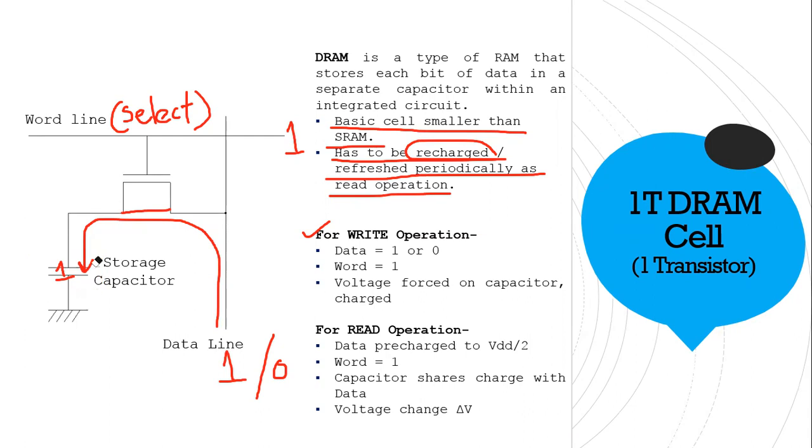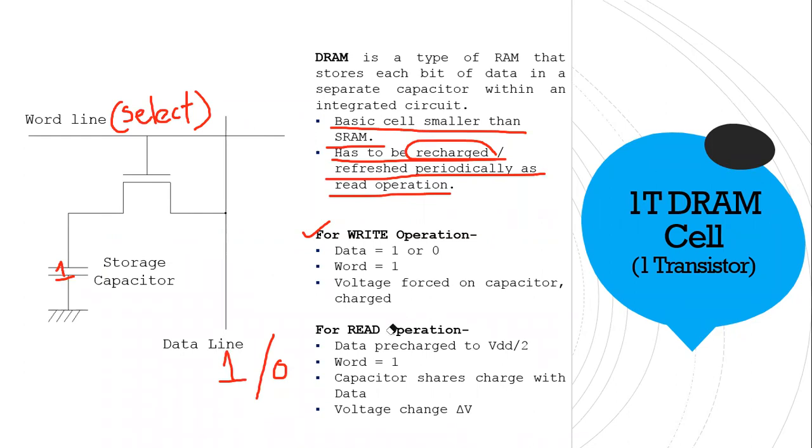So it is a capacitor. Now what do you do? You switch off the word line. That means the transistor is off. No current can go in, no current can come out. Okay, that means it is stored.